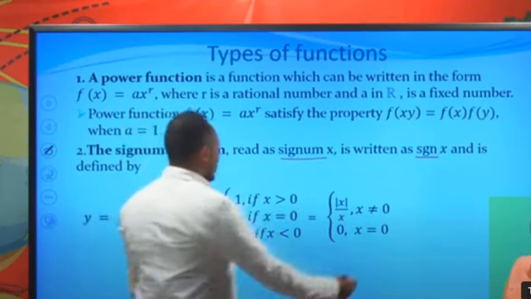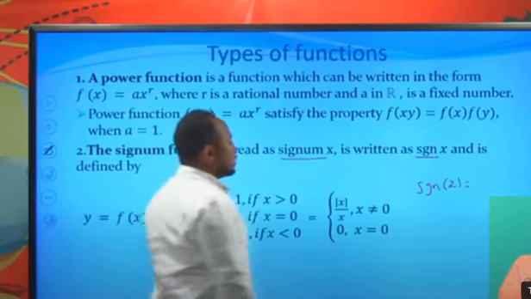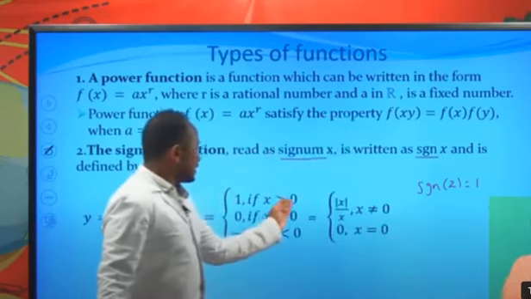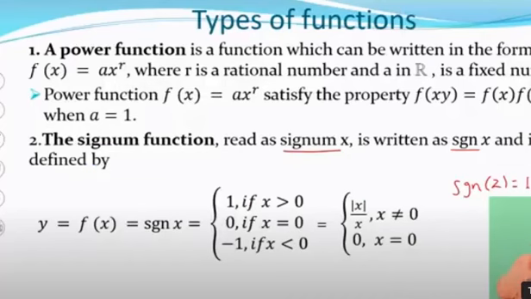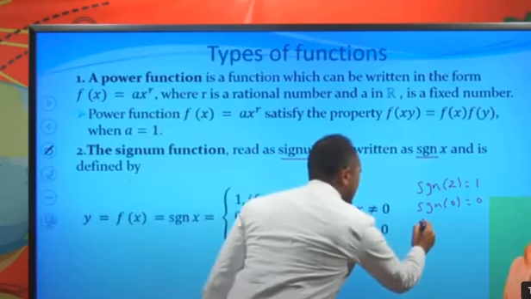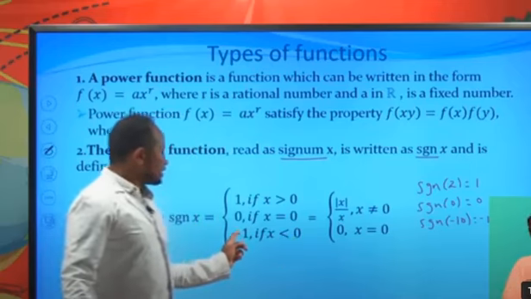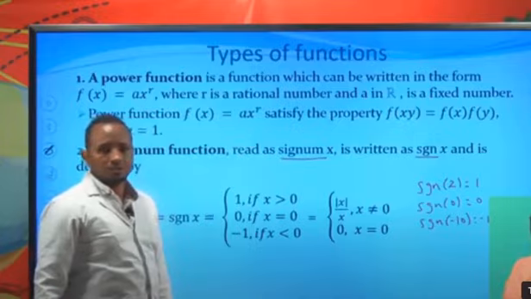So if you are asked, for example, what is the sign function of 2, or sgn of 2, in this case its value is 1, for any number greater than 0, the sign function takes 1. If you are asked the sign of 0, the result is 0. For 0 it is 0. And if you are asked what will be the sign function of negative 10, for negative numbers it gives you negative 1. The sign function is negative 1 for x less than 0.